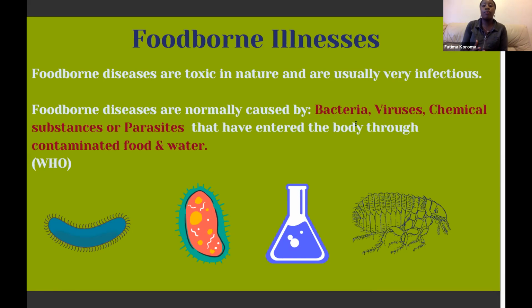But also the way the food is processed, the food system, affects how the food becomes contaminated, and also what comes on top of the food can cause sickness. Other animals that come to dump on the food cause sickness as well. So foodborne disease is normally caused by things like bacteria, viruses, chemical substances, and parasites, which enter the body through the contaminated food and water that we eat or consume.